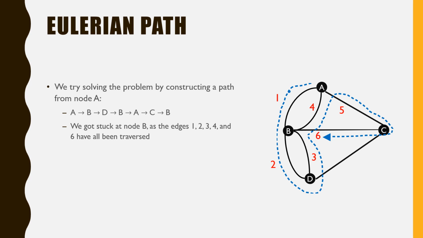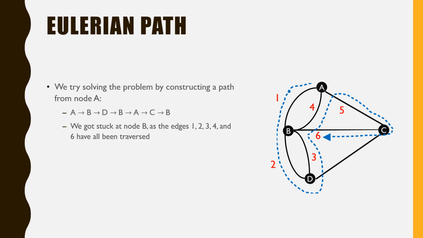Let's try solving the problem using a random traversal of the graph. Suppose we start at node A, and at each step, we continue along any unvisited edge, if one is available. Note that graph traversal algorithms like breadth-first search or depth-first search are not suitable here. These algorithms typically avoid revisiting nodes instead of edges, and they do not necessarily construct a valid path.